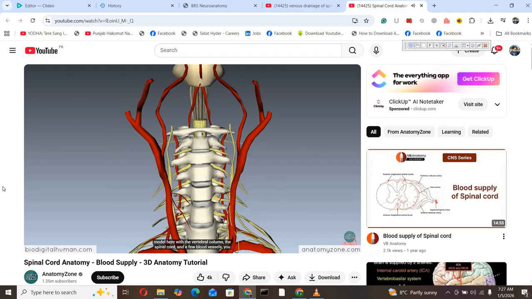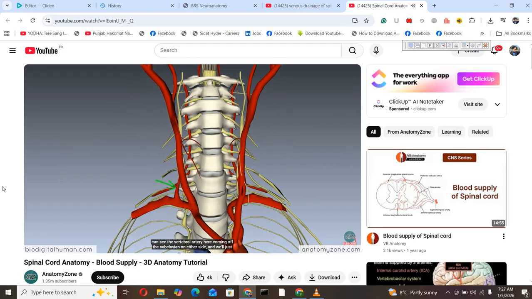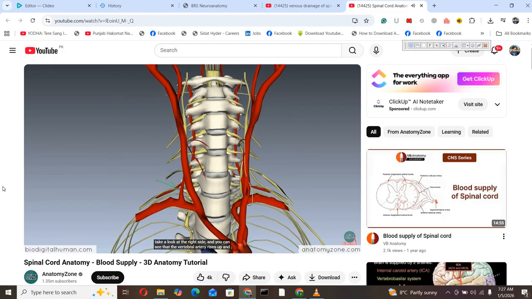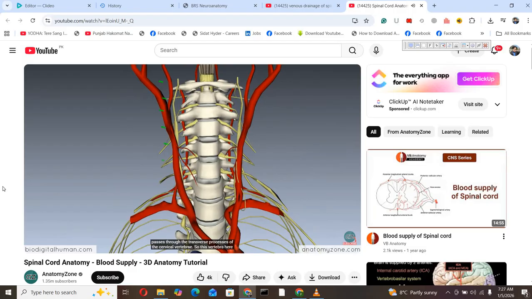Looking at this model here, with the vertebral column, the spinal cord, and a few blood vessels, you can see the vertebral artery here coming off the subclavian on either side, and we'll just take a look at the right side. You can see that the vertebral artery rises up and passes through the transverse processes of the cervical vertebra. This vertebra here is C6, and the vertebral artery passes first through the transverse process via the transverse foramen and ascends up towards the cranial cavity.